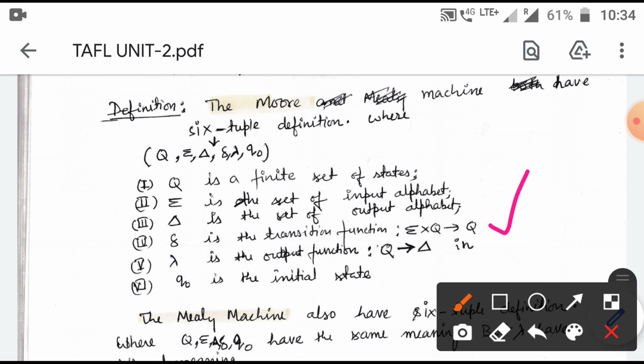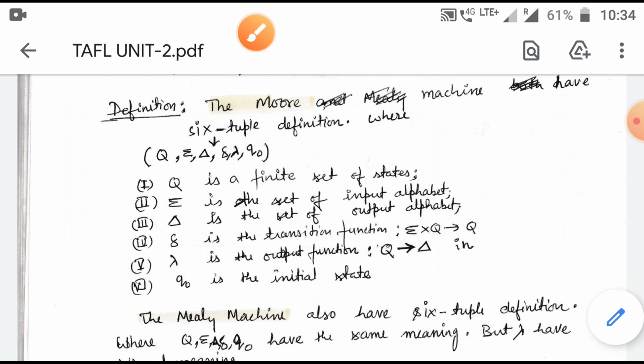Transition rules are like DFA, meaning two things will decide: one is the current input alphabet, and the present state. Together they will decide what the next state will be. And the mapping of the output alphabet will be like that, meaning here the output depends only upon the present state. So this is the 6 tuple definition, and Q0 is the initial state.